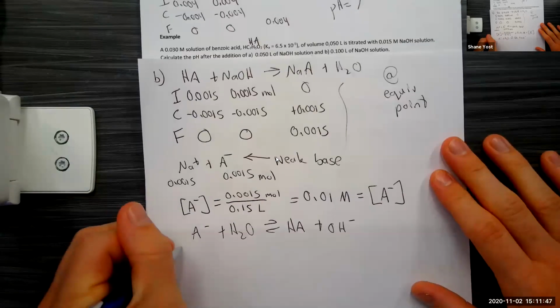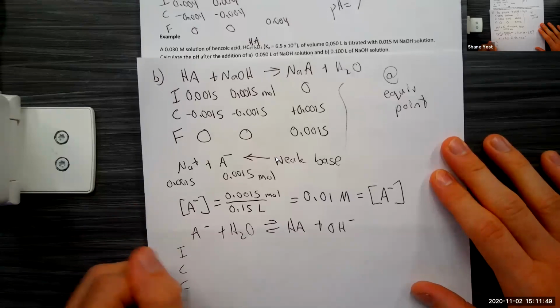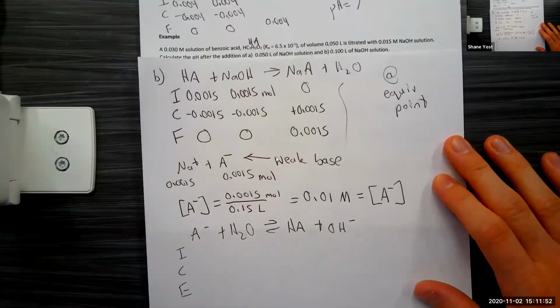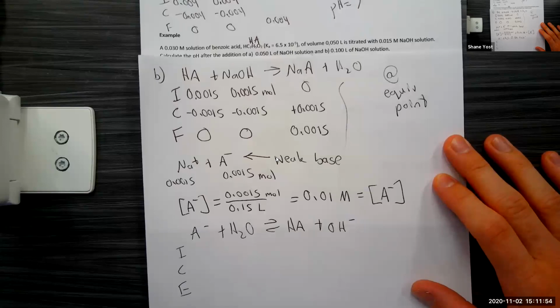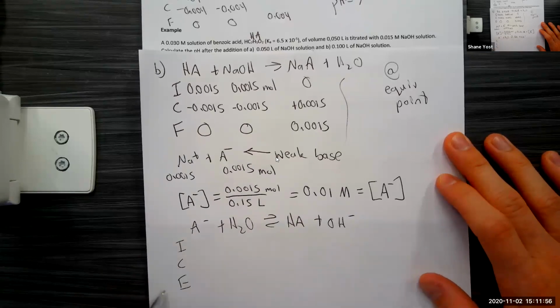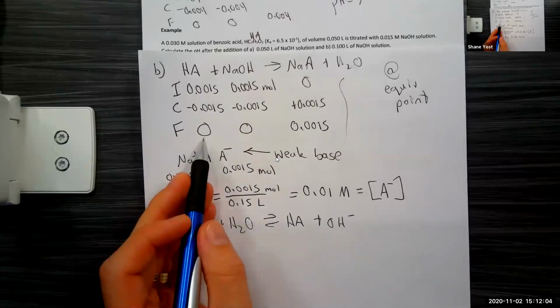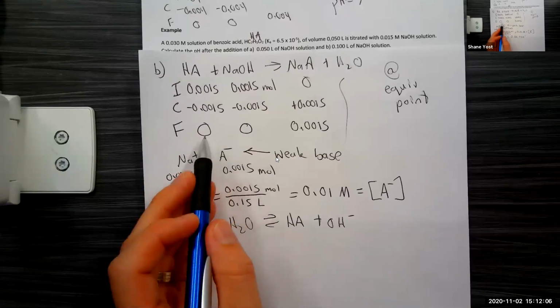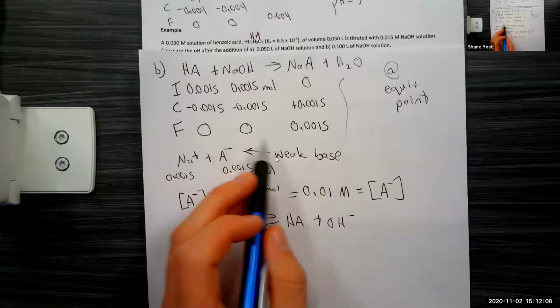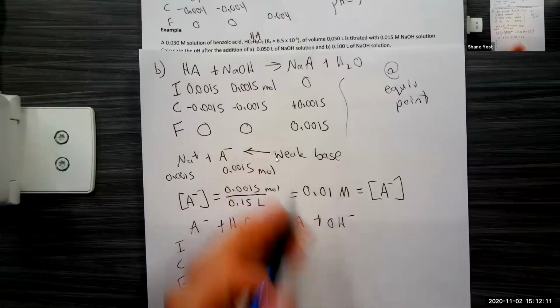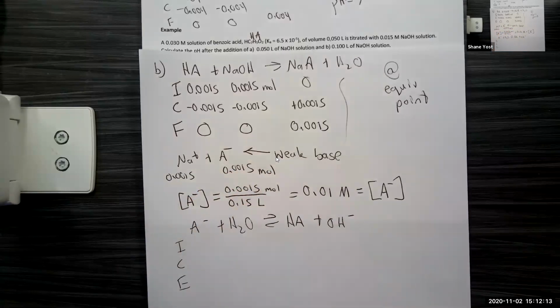And so this then becomes an ICE table problem, right? Because now I have some equilibrium of a weak base. I can't use the Henderson-Hasselbalch equation because I have 0 amount of my conjugate acid. My weak acid is at 0. I've reacted off all the weak acid with my strong base, so I've got none left. All that's left is the weak base in solution, okay?